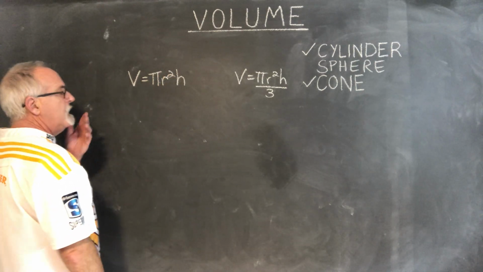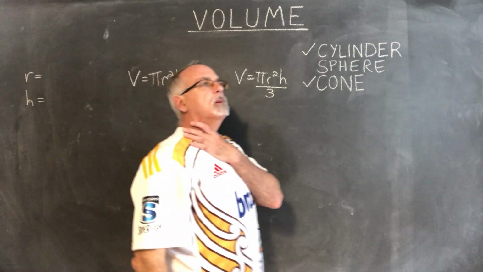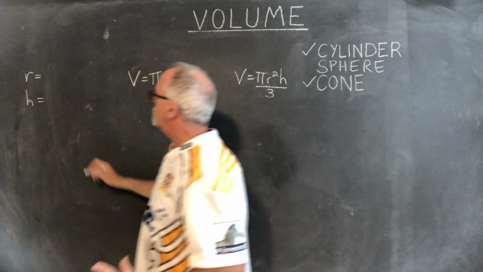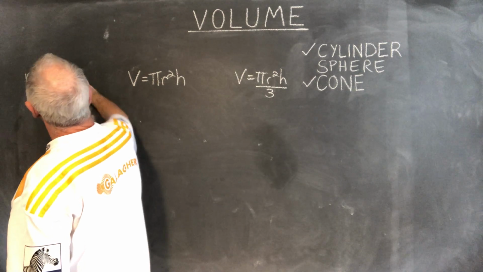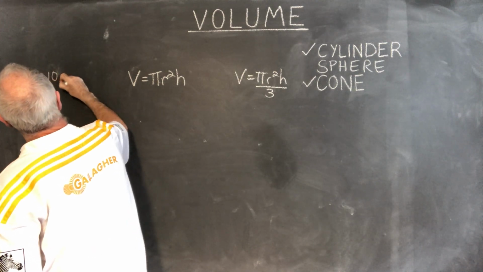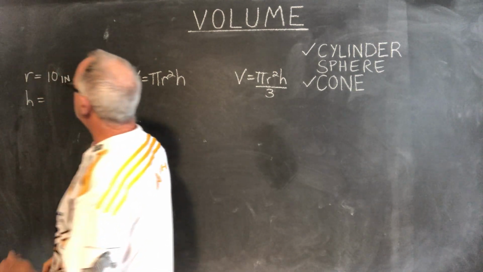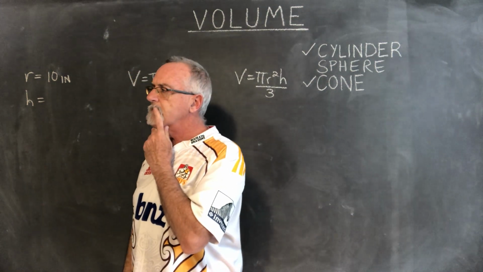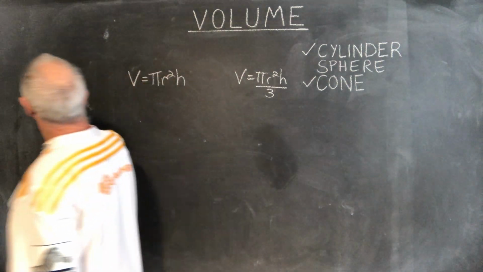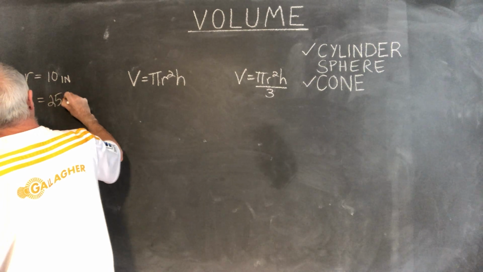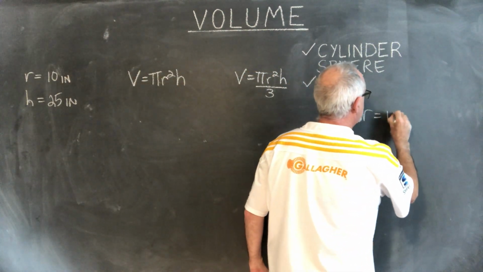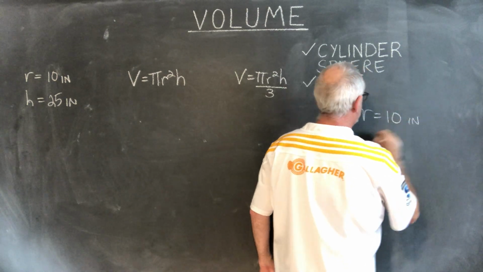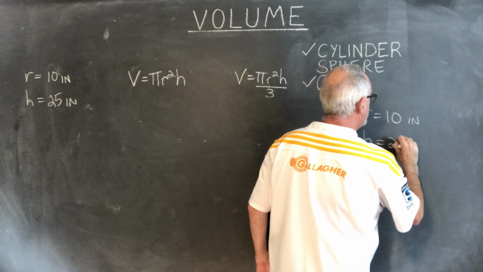Okay. Let's say we do it with some fun round numbers. So we will use a radius of 10 inches. And a height of 25 inches. And with our cone, we will have a radius of 10 inches and a height of 25 inches.